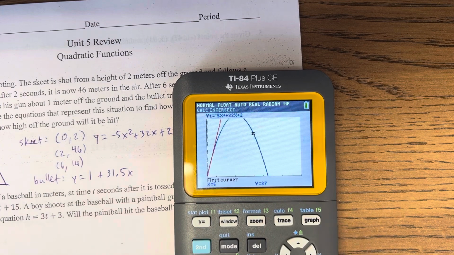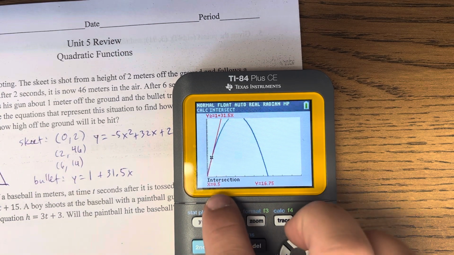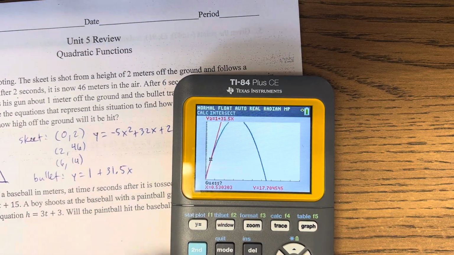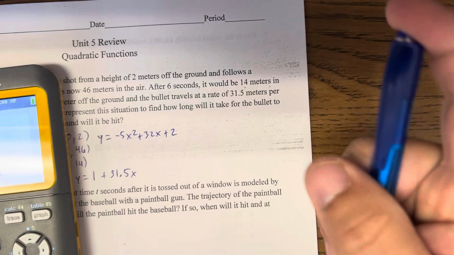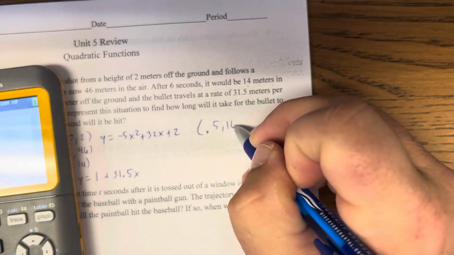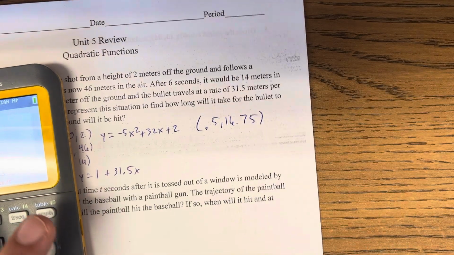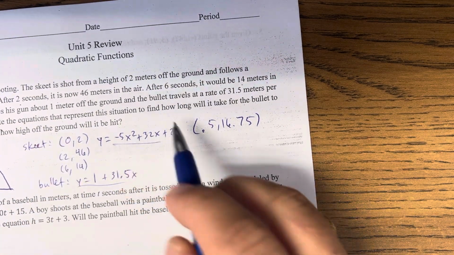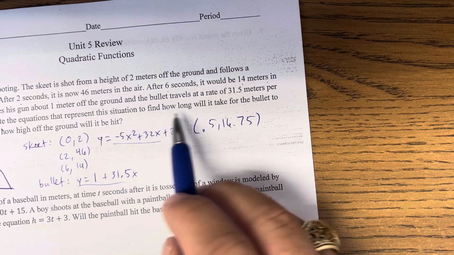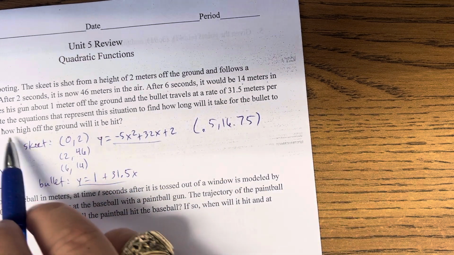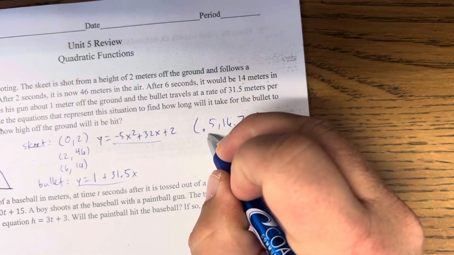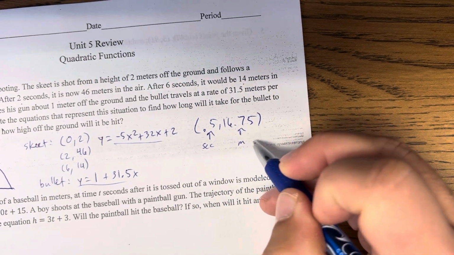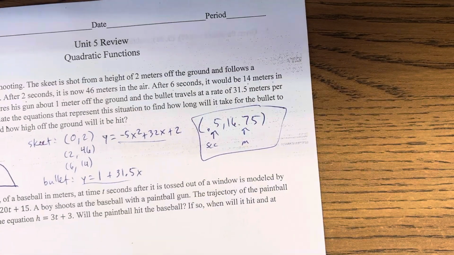So we'll go second trace 5, enter, enter, enter, and there's where it hits right there. Excellent. All right, so my answer is 0.5, 16.75. And now let's make sure I answer the question. Formulate the equations, which is what we did, to find how long it will take for the bullet to hit the skeet and how high off the ground it will be hit. So that's the time in seconds, and that's the meters off the ground. These are my answers right here.